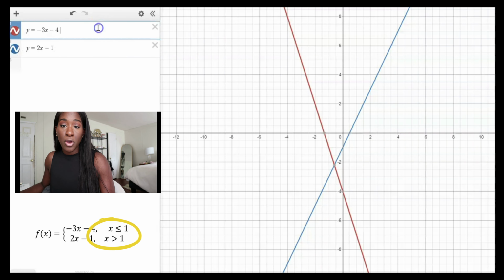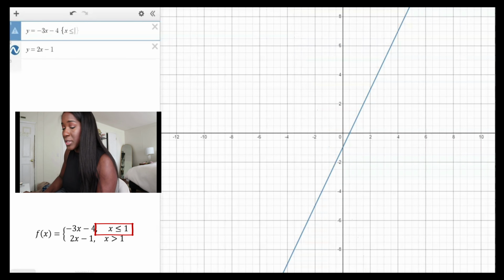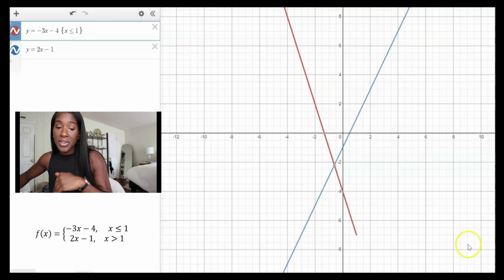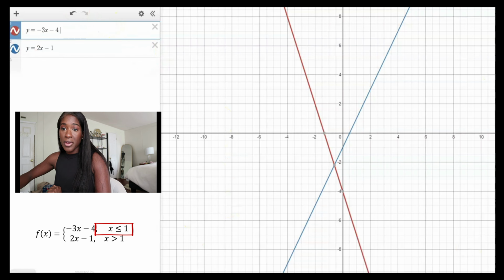Now, in the first piece of the function, we had the inequality that x was less than or equal to 1. You see how that chopped off a piece of the red graph? Without that inequality, we had the entire red graph. When I take this away, we had the entire red graph. But once I put that inequality back, it chops off a piece in that bottom right corner.